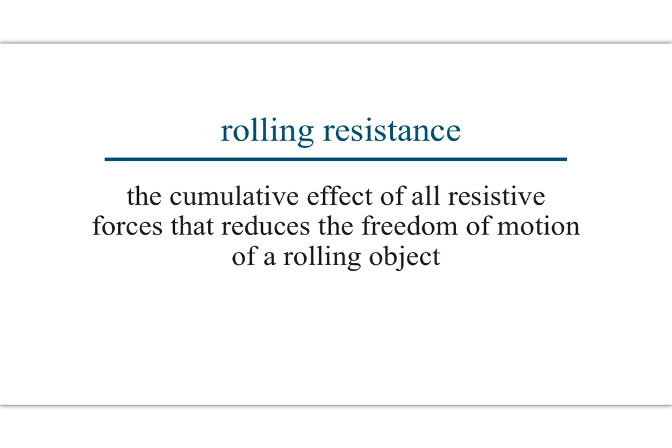It's the cumulative effect of all resistive forces that reduce the freedom of motion of a rolling object. So yes, rolling objects are much easier to move. If you've moved furniture and put it on some type of furniture dolly, it's amazing the weight that you can transport when it's on wheels, right? If your car breaks down, you get a couple guys behind you, put it in neutral, they can push the entire car. They probably couldn't pick it up, right? And so even though we think of wheels as just freely rolling, there's friction involved. It has to be, or they would not move.